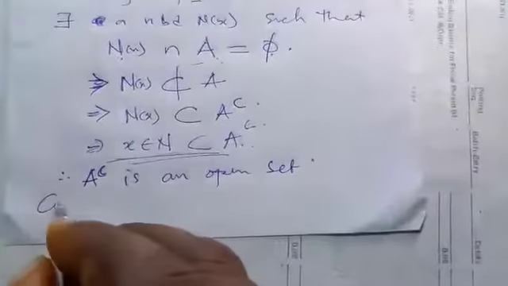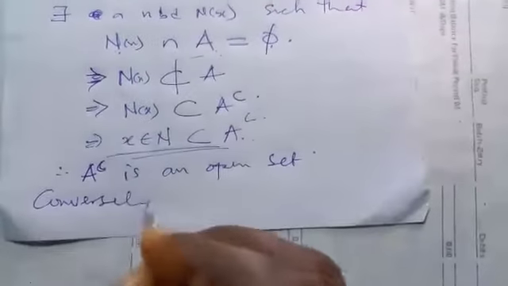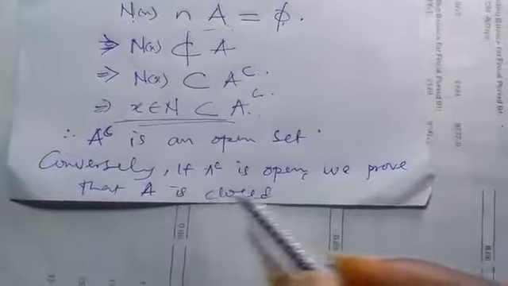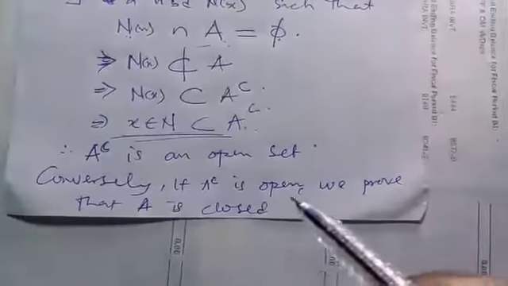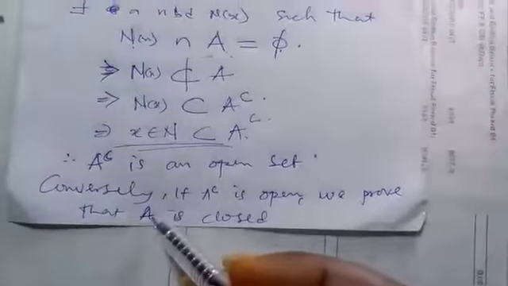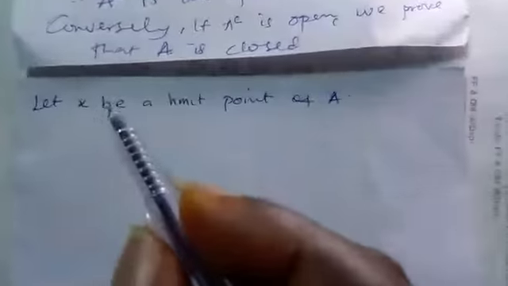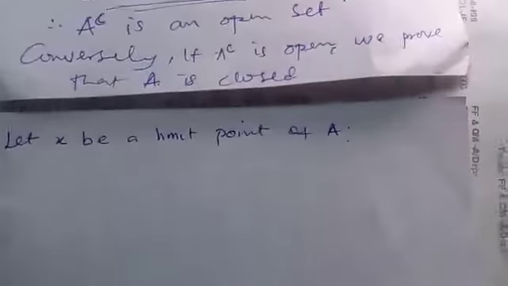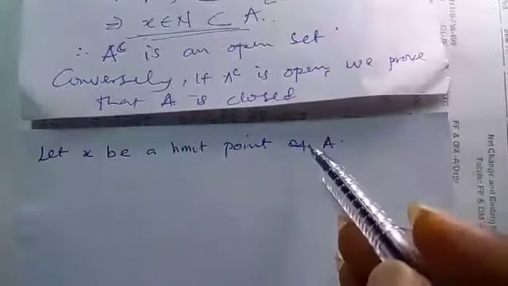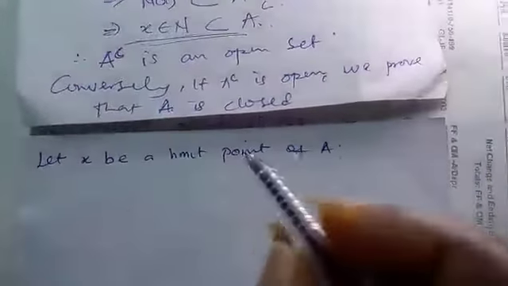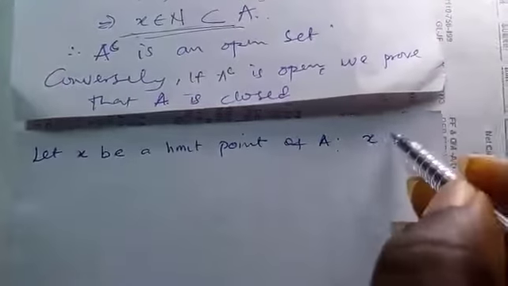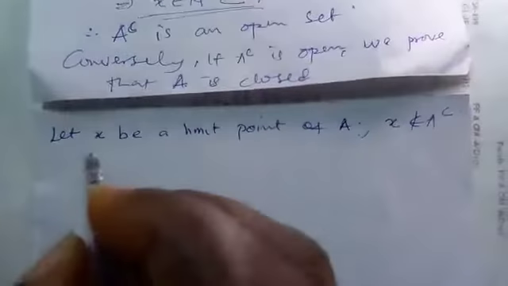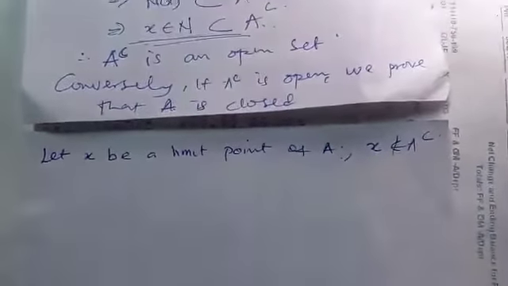Now we need to show the other way around. Conversely, if A complement is open, we need to prove that A is closed. Let us take a point from A. That point will be a limit point of A. Because we want A to be closed, let S be a limit point of A. We know that S will never belong to A complement. So let's now prove it by contradiction.